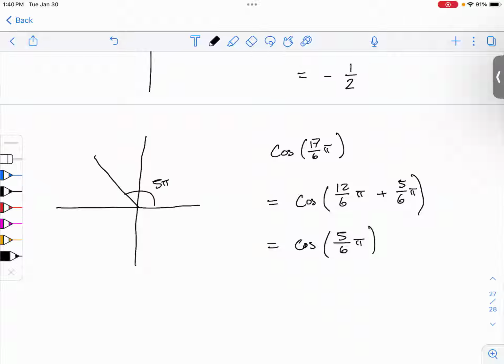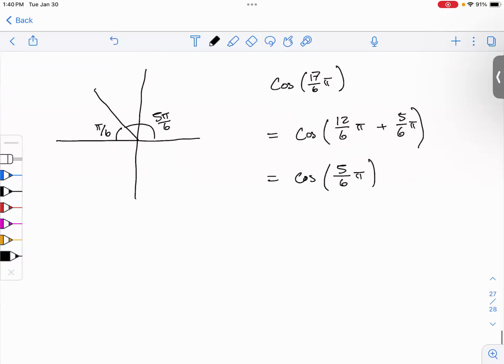And this angle is 5 pi over 6. And my reference angle, how much is left to make 1? 5/6 plus what makes 1? 1/6, aka pi over 6. And pi over 6 radians is equivalent to our degrees. How many degrees is pi over 6? Because we want to keep going back and forth. 30 degrees.